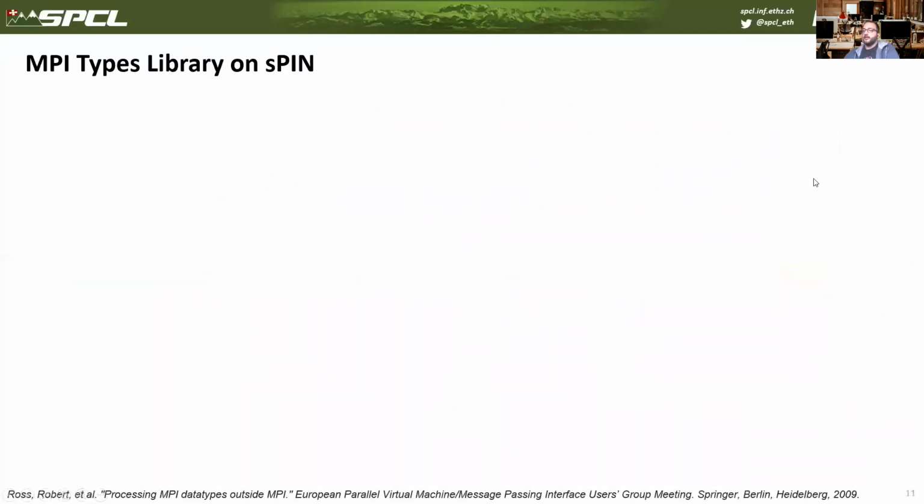So how do we do that? The idea is to start from the MPI types library. This is a library that moves the processing of the data types outside MPI. And if you think about it, this goes in our direction, because we are taking the processing of data types and moving it to the NIC. And we really don't want to run the full MPI implementation on the NIC, for example. So we want something lighter.